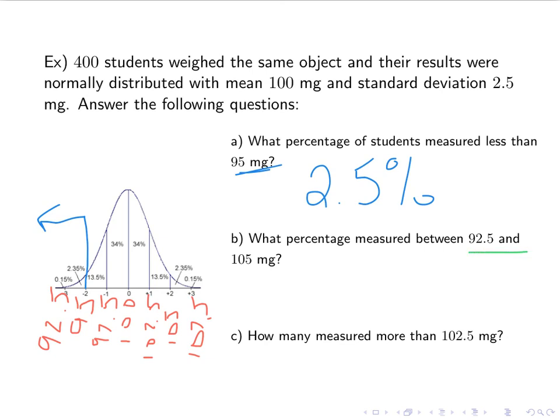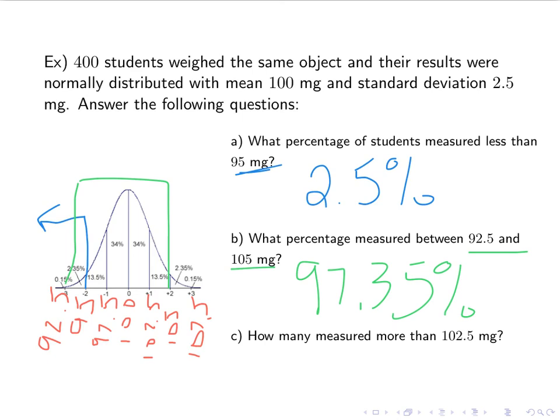For B, I'll do it in green. What percentage measured between 92.5 and 105? So 92.5 up to 105. So that's going to give me the 2.35, the 13.5, the 34, the 34, and the 13.5. Make sure you're not including the 0.15 all the way to the left, because those are numbers less than 92.5. Okay, so I've only got those 5 boxes in the middle, and if I add them all up, I should be getting 97.35.